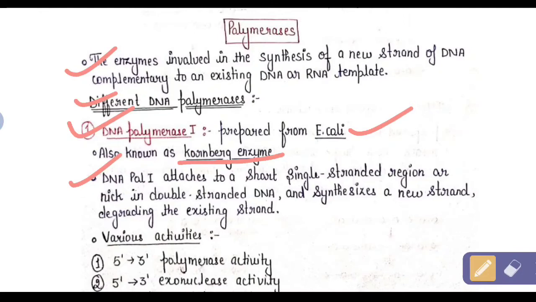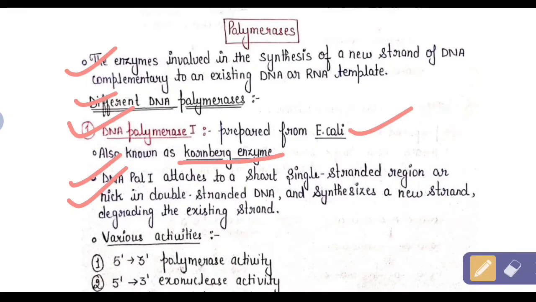Then this DNA polymerase 1 has major functions to perform in the manipulation of any kind of DNA. First of all, it can attach to a single stranded region of the DNA. It can fill up the nicks which are formed, and it can also degrade the existing strand and form a new strand in place of that existing DNA strand. So this point we are going to understand with the help of a diagram later on.